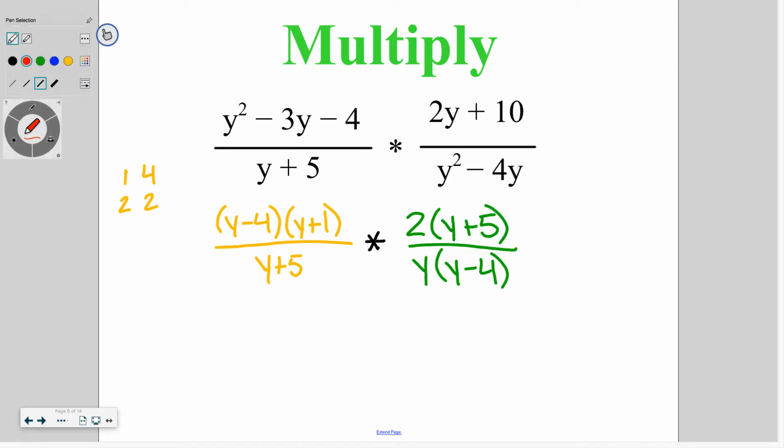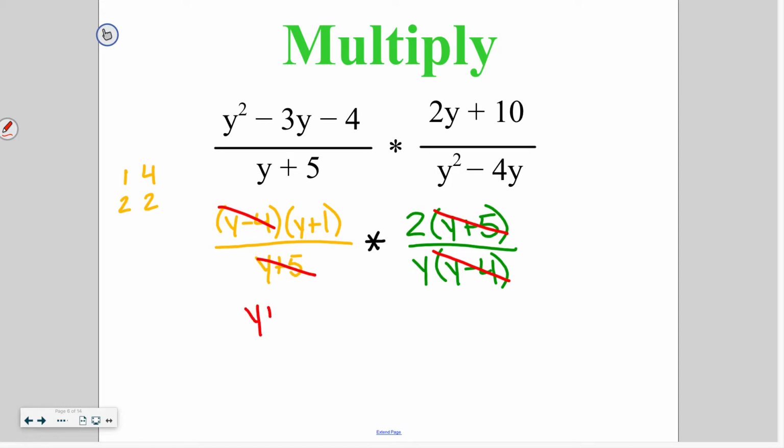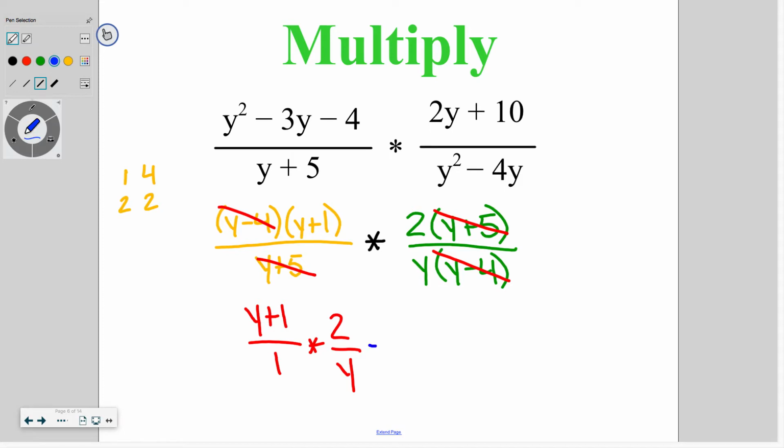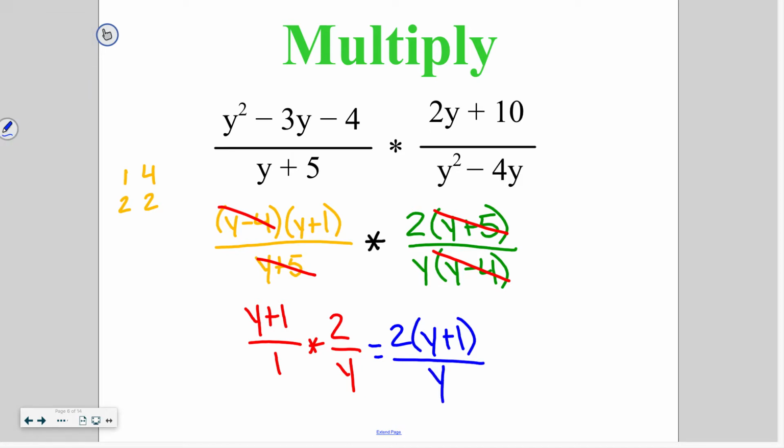So when I look at the first diagonal, I have y minus 4, y plus 1, y and y minus 4. I have a matching pair of y minus 4, so those cancel out. Looking at the second diagonal, I have a common pair of y plus 5 and y plus 5. Those also cancel out. So after our canceling, I'm left with y plus 1 over 1, the placeholder, times 2 over y. When we multiply now, I've got 2 times my factor pair, which is y plus 1, over 1 times y, which is y. This is my final answer because there is nothing else to reduce.